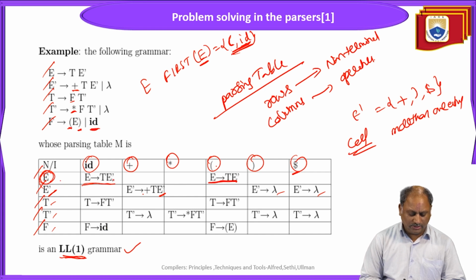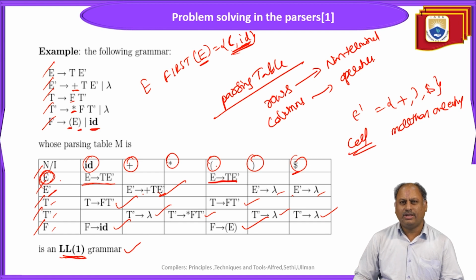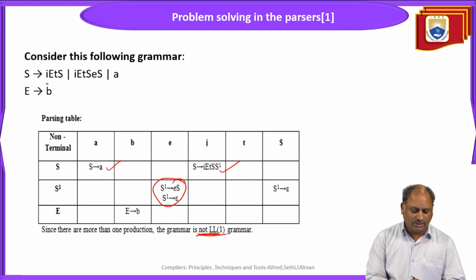Here for example, if you see ID, only one entry, left parenthesis, plus. For the third row also only one entry. For the fourth row, T dash also, which contains plus, star, parenthesis, dollar. And for capital F it is also ID and right parenthesis. There is only one entry we define, depending on the example of the grammar given. But for this example, in this grammar, we have calculated first of S and first of E.